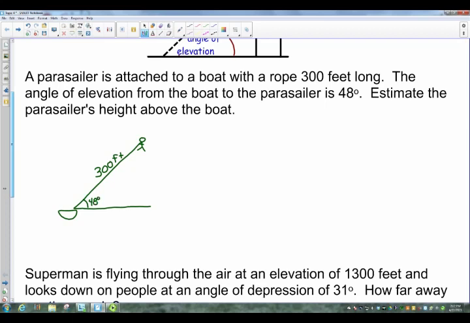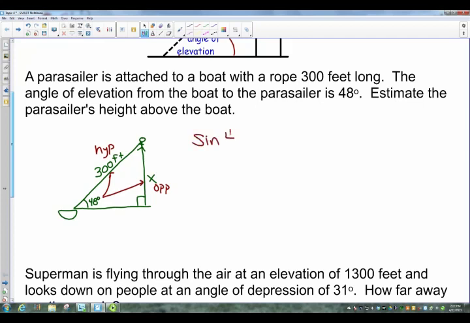I want to know how high this parasailer is from the boat. So I'm looking for this right there. Now what you guys will notice is a lot of these pictures will create right triangles. And that's extremely important because we can now use trig to solve these values out. So I've got this 48 degrees here. I'm asked to find x. Well, based on that, that's my opposite. So I've got my opposite side. This right here is my hypotenuse. So I've got opposite, hypotenuse, which is sine.